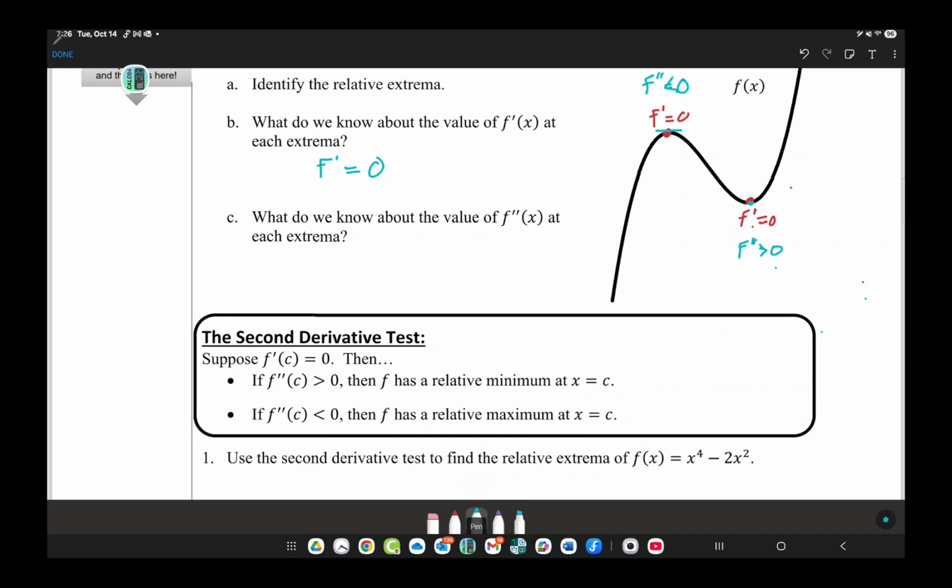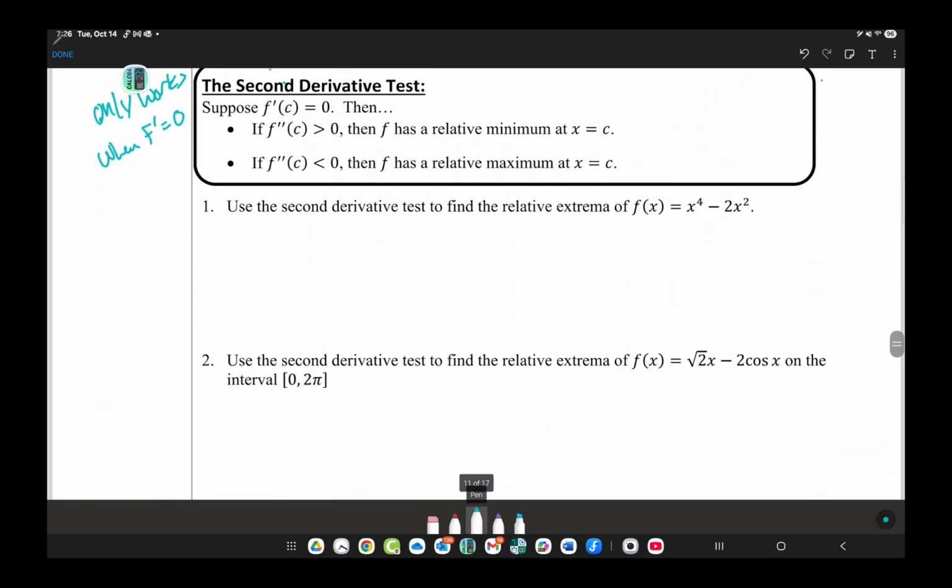Now, by the way, notice I did not mention anything about where the function does not exist. So again, it only works when f prime is equal to 0. Okay, so this does not work when f prime doesn't exist, so we're not worried about that. So suppose f prime is equal to 0, then if the second derivative is greater than 0, we have a relative minimum or local minimum. If the second derivative is less than 0, then we have a relative max.